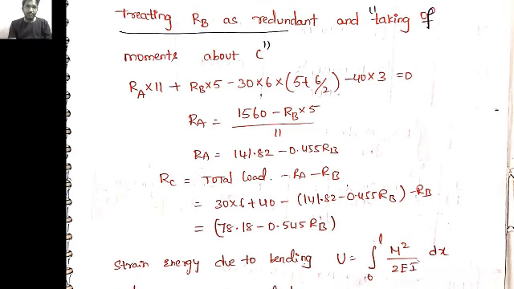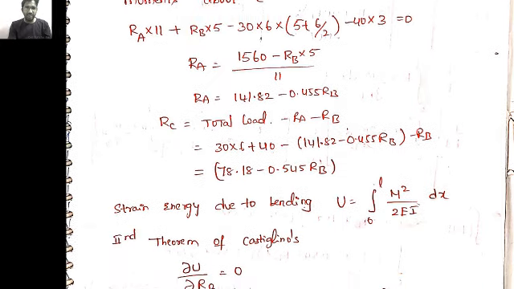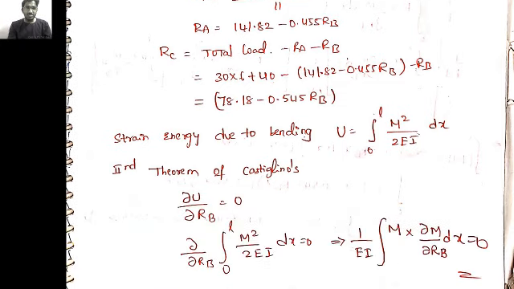Okay, and what about the formula for strain energy? Everybody knows strain energy due to bending is equal to integral 0 to L of M square by 2EI into dx. While you apply Castigliano's second theorem, the partial derivative of strain energy with respect to the redundancy, what is the redundancy here? RB. RB is the redundancy, and it must be equal to 0.